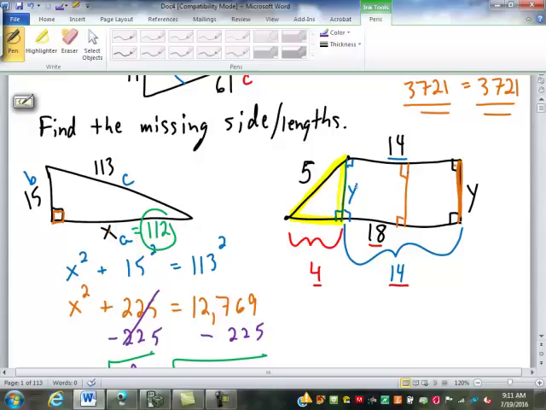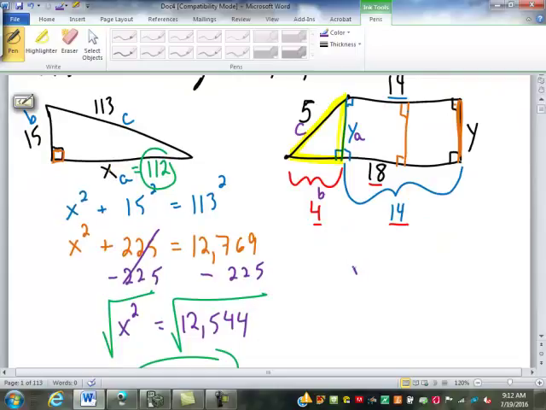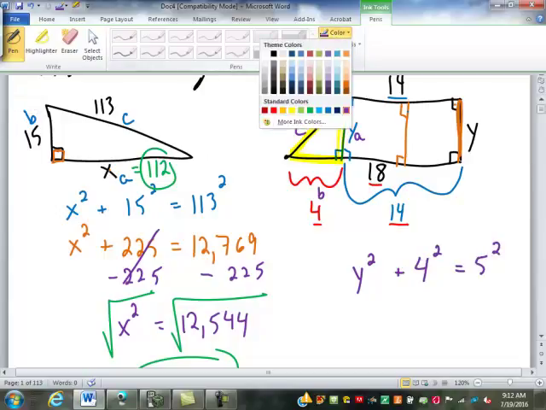Well, first of all, is y the hypotenuse or one of the legs? One of the legs. So I'm going to make it A. The other leg's B. 5 is the hypotenuse. I'm going to call that C. So I have y squared plus 4 squared equals my hypotenuse of 5 squared.